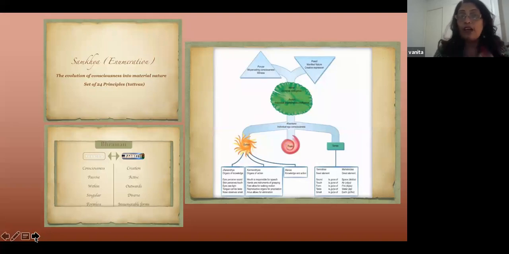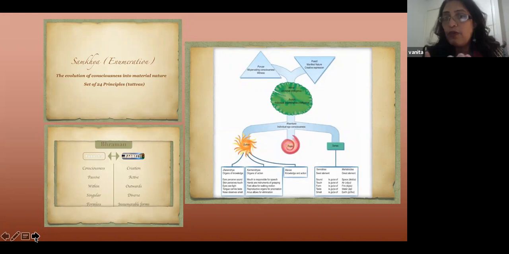So this is all about Sankhya, enumeration, the evolution of consciousness into material nature. A set of 24 principles, as I spoke before: Purusha, Prakriti, Manas, Buddhi, Ahankar, and the three gunas, what we say as Sattva, Rajas, and Tamas, and they're further distributed into organs of knowledge, action, and manas, like the brain or the action. So Brahm is the Purusha and the Prakriti, the two different categories.